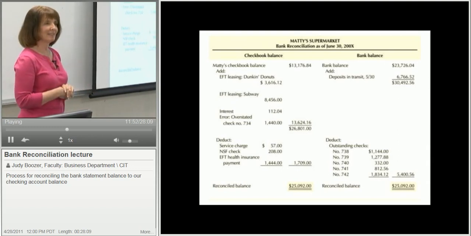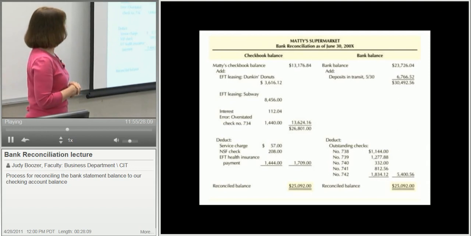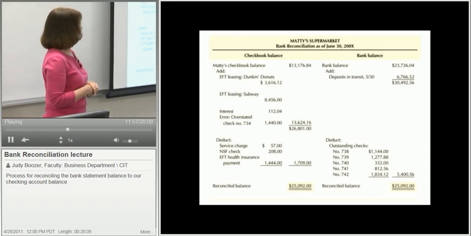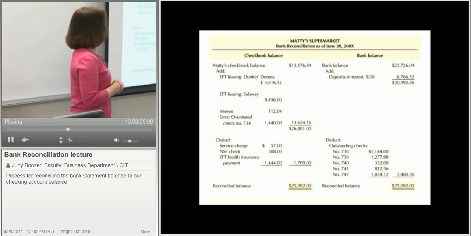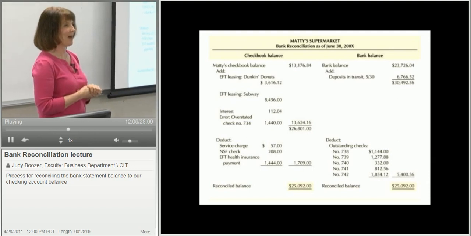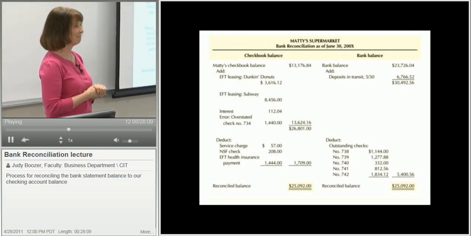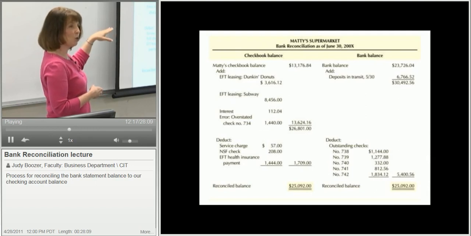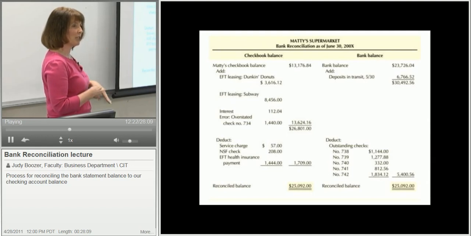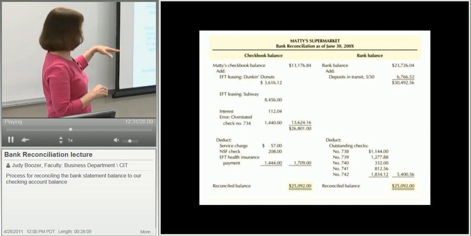What's the error? This is a tough one. It says error, overstated. You wrote the check for an incorrect amount. Ever happen? Never. Yes. So what you're going to do is make the adjustment here. That could result in an addition to your checkbook balance or a deduction, depending on if you overstated it or understated it. Did you make it out for more than it was in your books, or did you make it out for less? And we'll go through some practice on that one too.